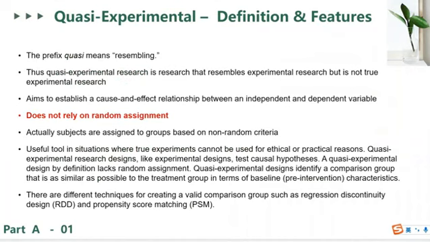Thus, CRISI experimental research is research that resembles experimental research but is not true. Experimental research aims to establish a cause and effect relationship between an independent and dependent variable.